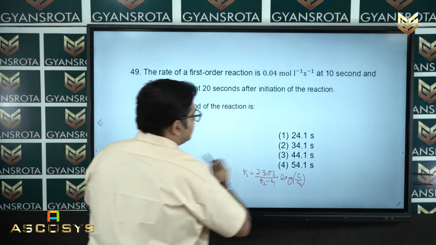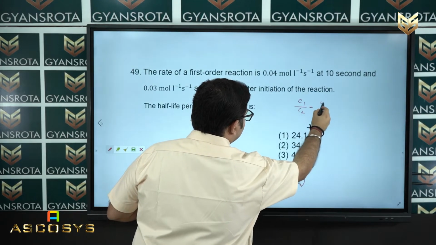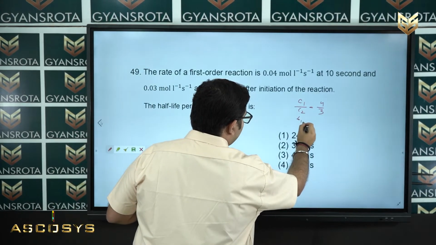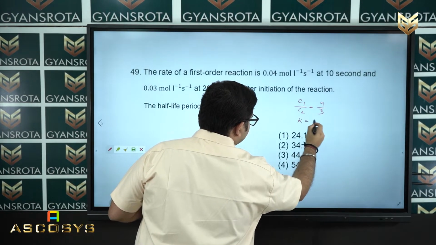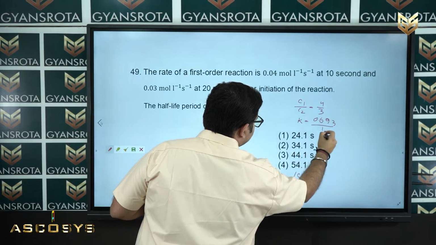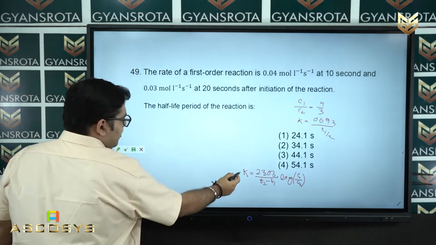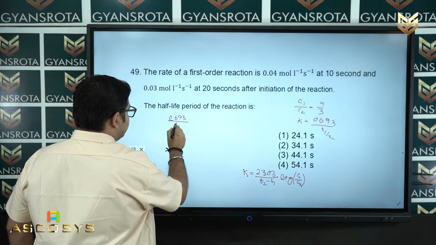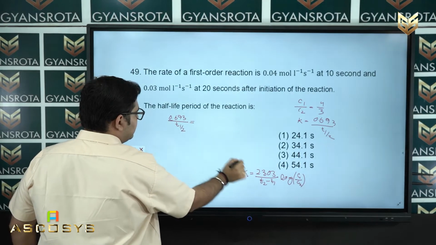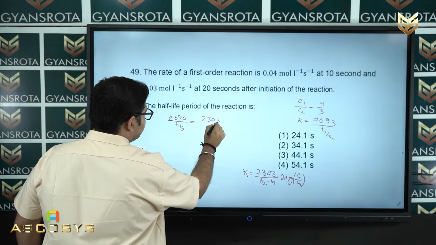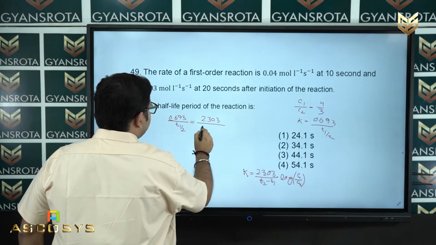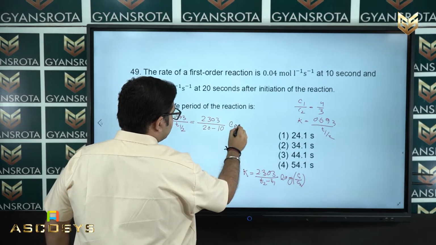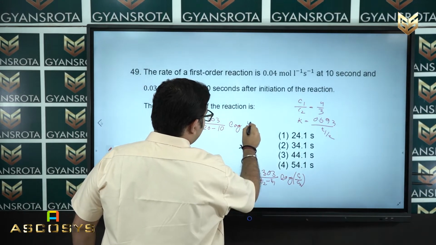So, C1 by C2 is equal to 4 by 3, and for T half we are obtaining K is equal to 0.693 by T half. Now replace this K with this: 0.693 by T half is equal to 2.303, and what is T2? T2 is your 20 second, and what is your T1? That is your 10 second, and log of the ratio C1 by C2, that is 4 by 3.